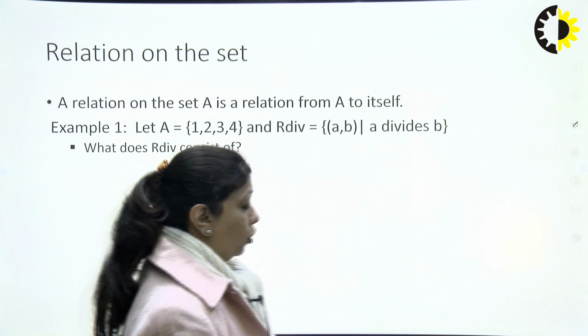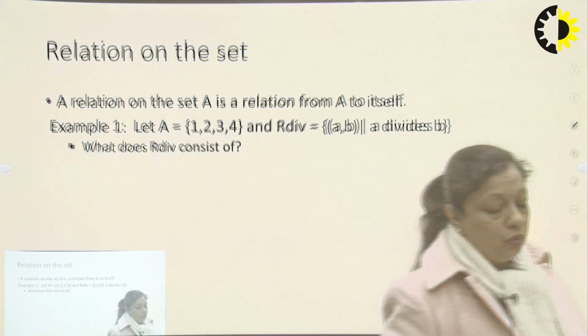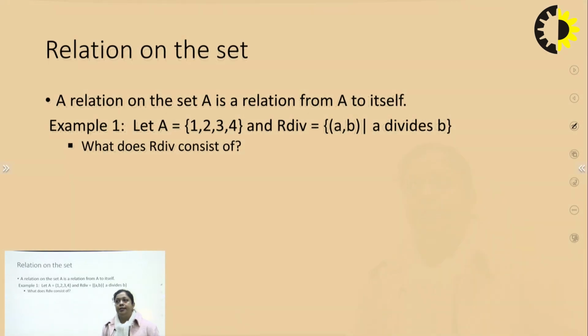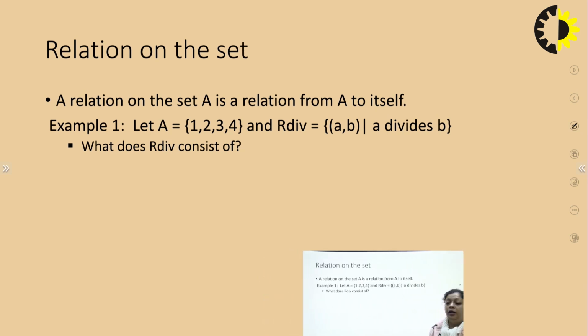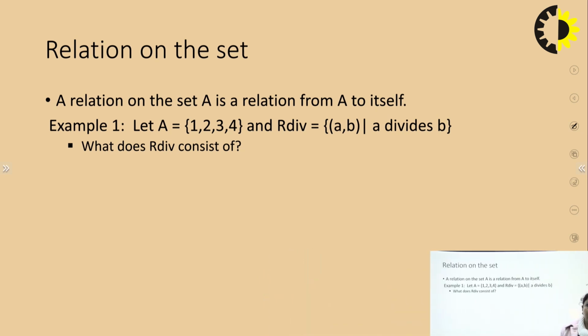Now we have talked about a relation which is defined on two sets, that is A or B or X and Y. Now we will be talking about a relation on a single set. Like we have a Cartesian product A cross A, same way we can even have a relation on a single set. So a relation on a set A is a relation from A to itself. Now let's have a single set which is A, which contains the elements 1, 2, 3, 4, and the relation R is defined as (a, b) such that a divides b. So now I have to find out what my relation will contain.